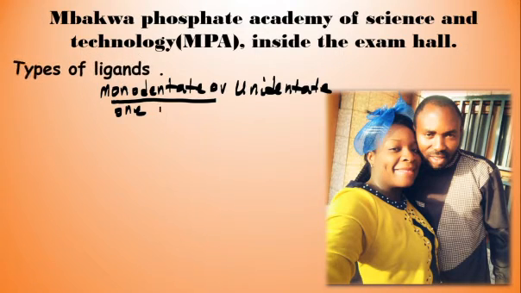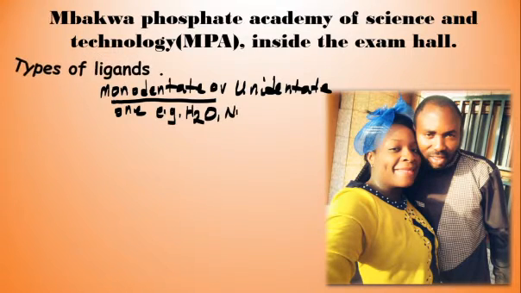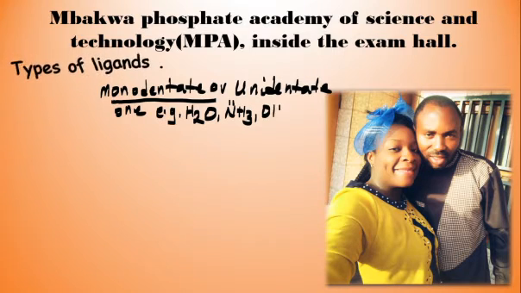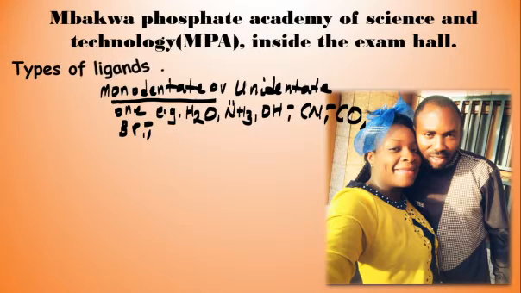And remember, this coordination chemistry is under the d-block elements. So monodentate ligands have just one electron pair. You will see examples of monodentate ligands like water, ammonia, OH minus, cyanide, carbon monoxide, and bromide. They all have one electron pair that can be donated to the central metal ion, so they form one dative covalent bond with the central metal ion. This is what we call a monodentate or unidentate ligand.